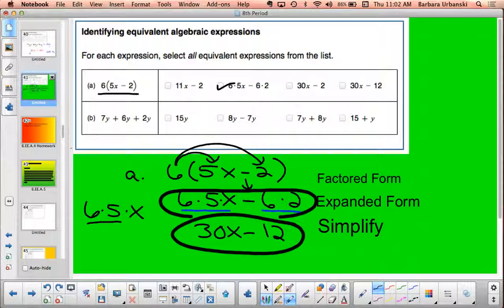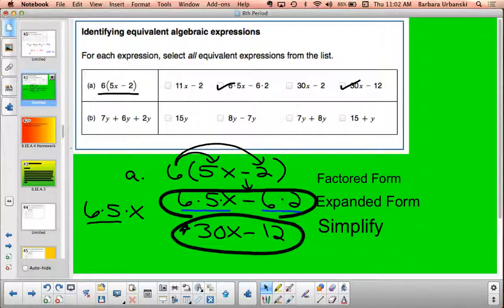And then the next one is 30x minus 2. That's not correct, but we have 30x minus 12, which is the same as what we have right here. So that would be an option. And then you would be done, and you could move on to the next problem.